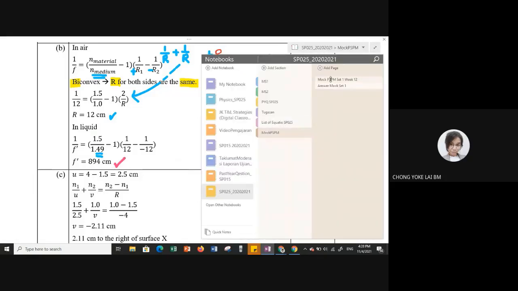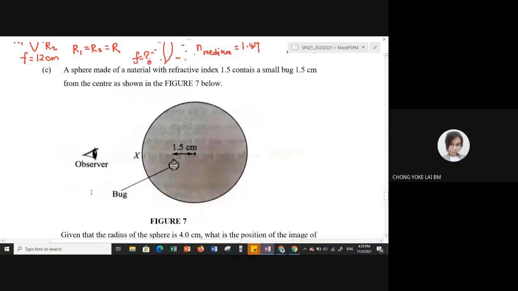Then we move on to question C. So question C, I have a sphere made of a material with refractive index 1.5. So saya ada satu bola, index dia 1.5. So this one contains a small bulb. Oh, ada satu serangga di dalam. How far from the center? I measure from the center of the sphere is 1.5 cm. Be careful, from the center of the sphere is 1.5.